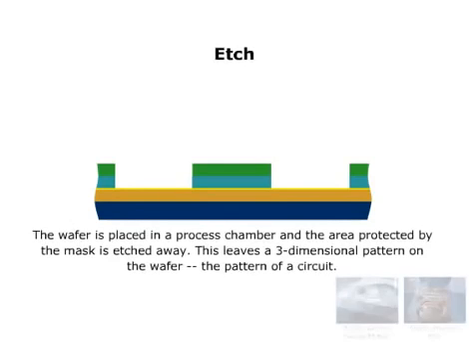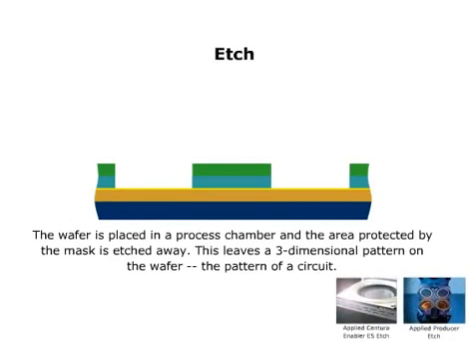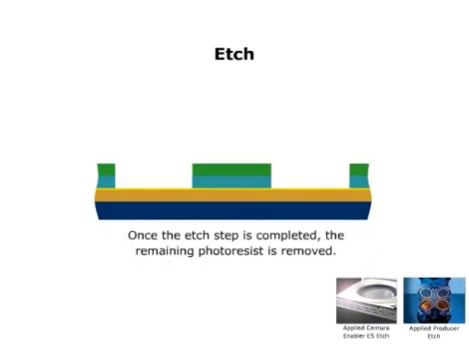The material from the exposed wafer surface is then chemically removed, leaving a three-dimensional pattern on the wafer. This process, known as etch, transfers the desired pattern from the photoresist to the wafer, the pattern of a circuit. Once the etch step is completed, the remaining photoresist is removed.